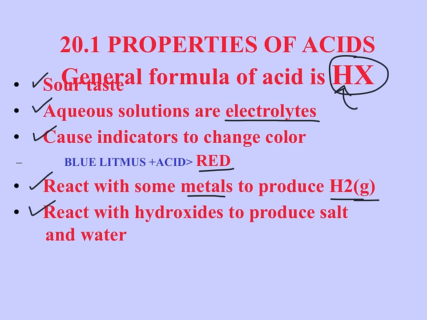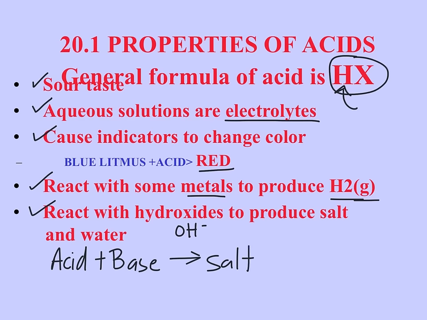And then right here, your acids will react with hydroxides. Remember, hydroxide is OH minus. It's a polyatomic ion, to produce salt and water. So our generic equation for an acid-base reaction, we say acid plus base gives you salt and water. Okay, remember salt. Right here, salt. Salt is a generic term for ionic compound, okay? And so that is basically an overview on what acids are.